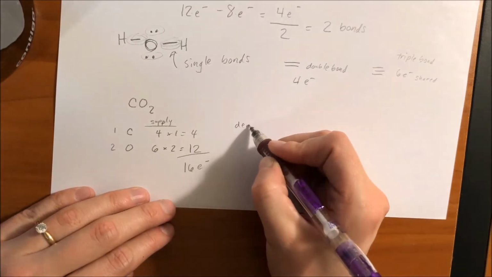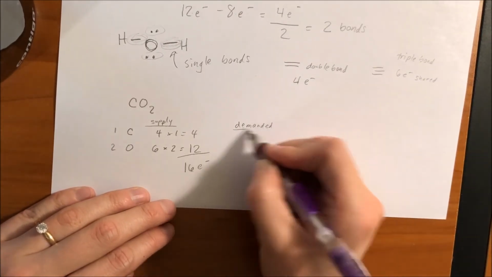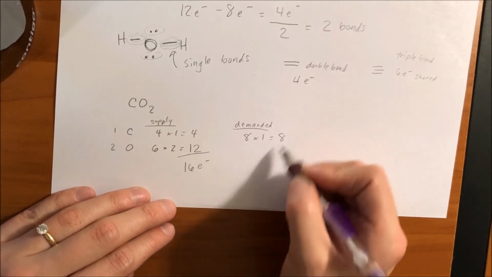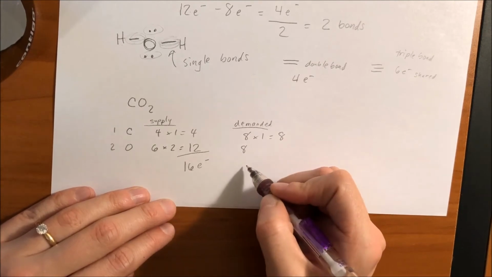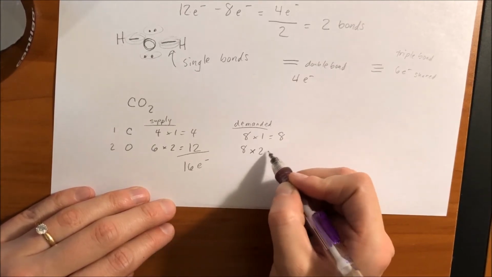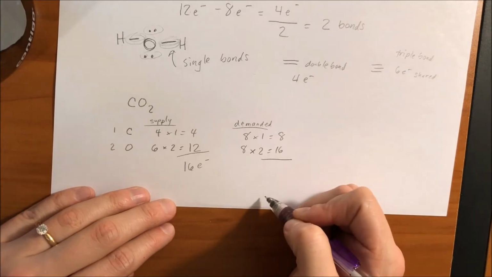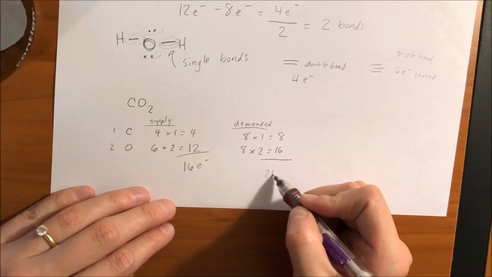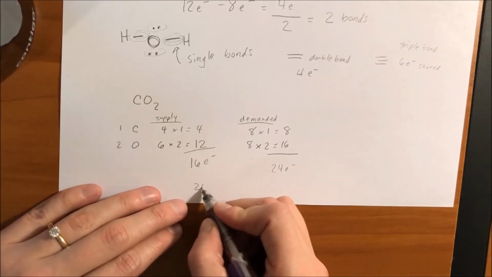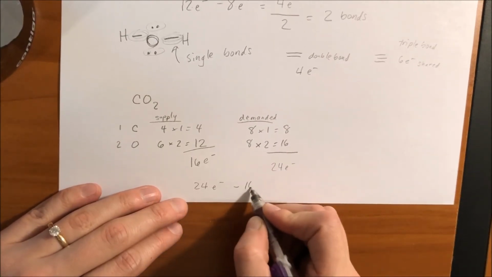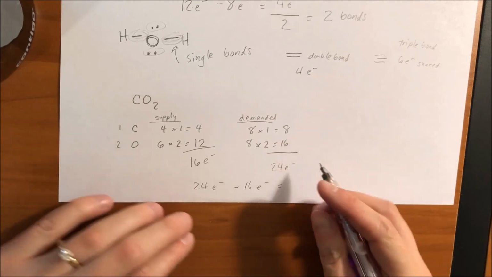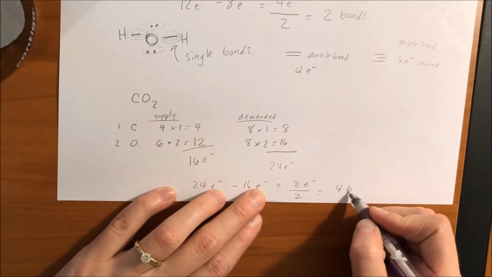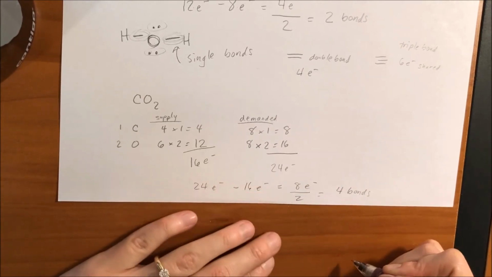Now if we look at what's demanded, carbon normally demands an octet of electrons, times 1 carbon equals 8. Oxygen normally demands an octet, times 2 here equals 16. So as we're taking this into account, 16 plus 8 is 24 electrons. To find the number of bonds, we take 24 and subtract 16. This gives us 8 electrons. When we divide by 2, we see that we need to make 4 bonds.